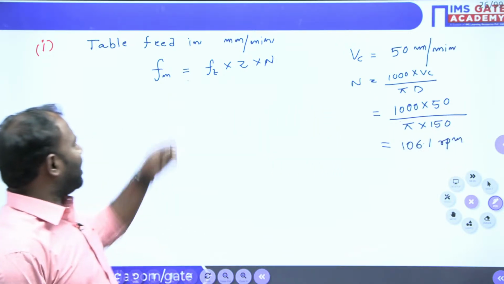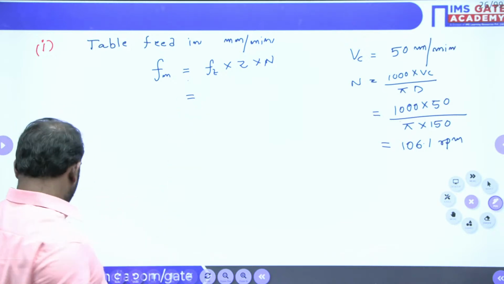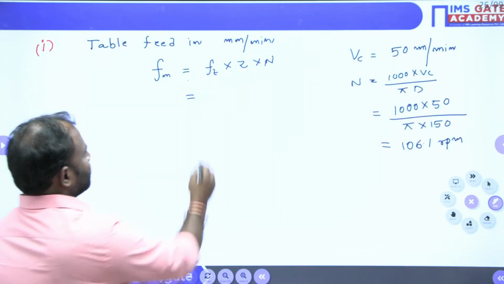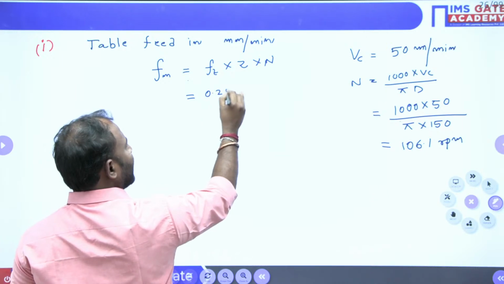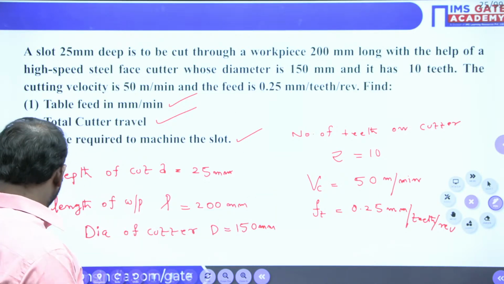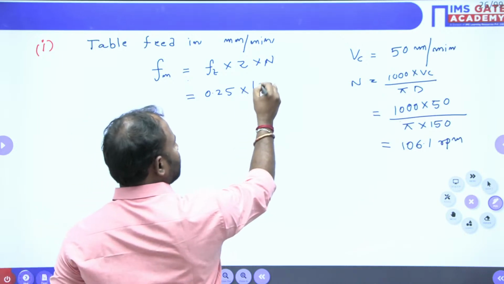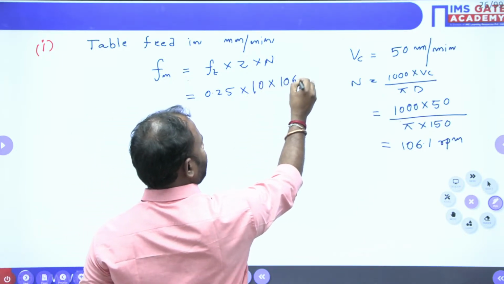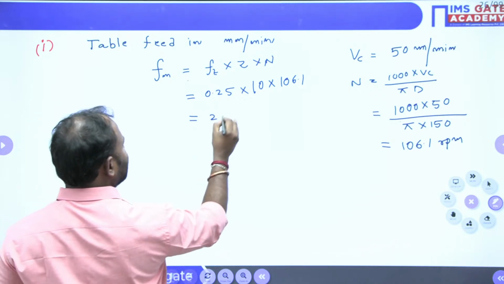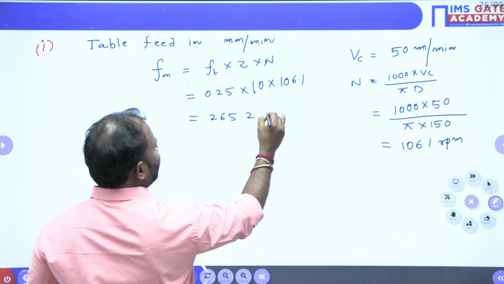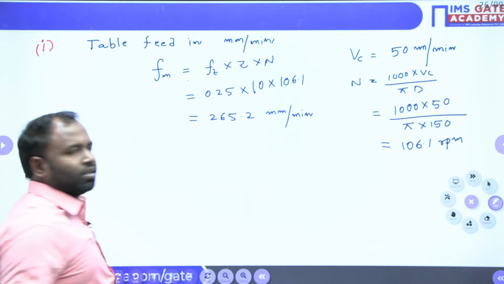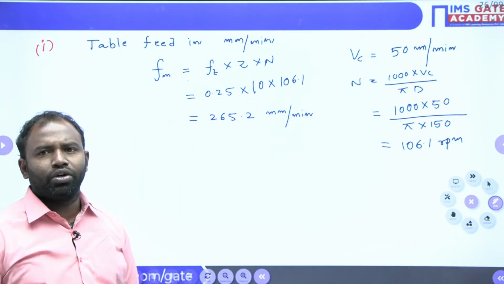Now substitute all the values. Feed per tooth is 0.25 mm per revolution, number of teeth Z is 10, into 106.1, such that your table feed is equal to 265.25 mm per minute. You are going to get 265 mm per minute.